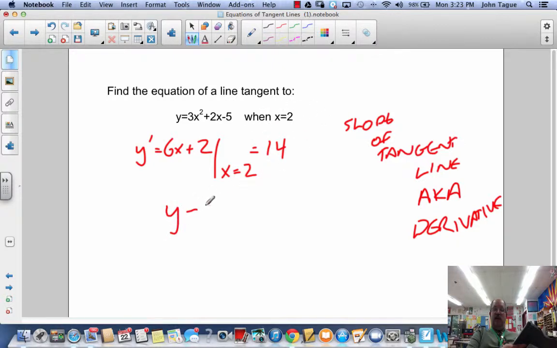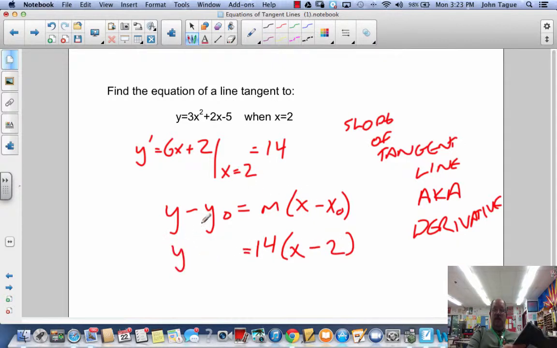So I get happily out my point-slope equation, all right, like so. I know what m is, 14. I know an x-coordinate, 2. The only thing I don't know is a y-coordinate. And I can get that pretty quickly by evaluating my original function when x equals 2.